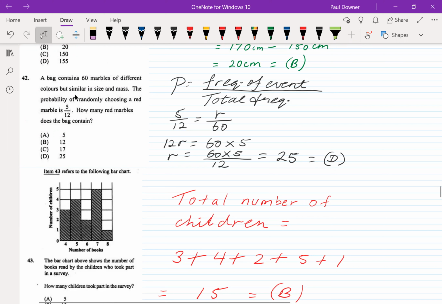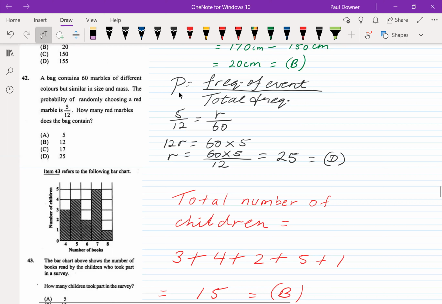In 42, they say a bag contains 60 marbles of different colors, but similar in size and mass. The probability of randomly choosing a red marble is 5/12. How many red marbles does the bag contain? Okay, what is the formula for probability? Well, the probability of any event is the frequency of that event divided by the total frequency. So you have to memorize this.